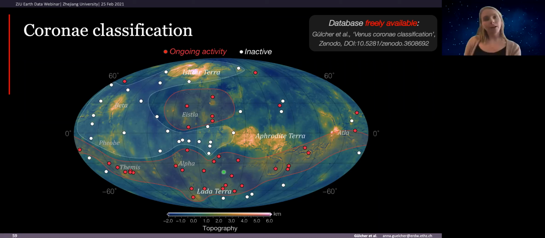Thirty-five other corona were classified as inactive, and they are shown as the white dots. The full database of this analysis, including details of every individual corona, also the ones that we were not able to classify, is made freely available online. These results present new evidence for recent tectonic and magmatic activity on Venus, and this complements previous indications from other studies of such activity on the planet.